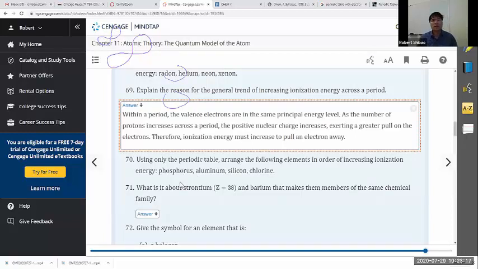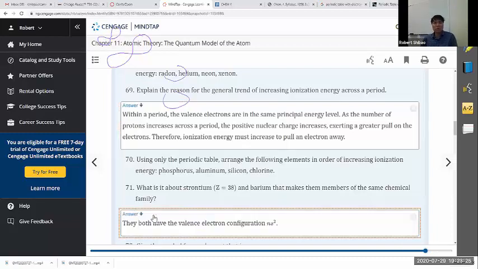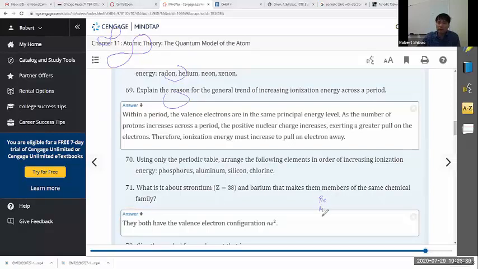What is it about strontium and barium that makes them members of the same chemical family? They have the same valence electrons, two valence electrons. They're all in the same family. One of those family members is very dangerous. The family starts off with beryllium. There's beryllium, magnesium, calcium. Magnesium and calcium, these are important for life. Beryllium is, death, basically. Because what happens with beryllium is very reactive.